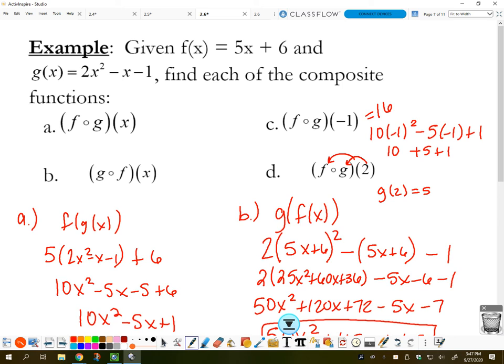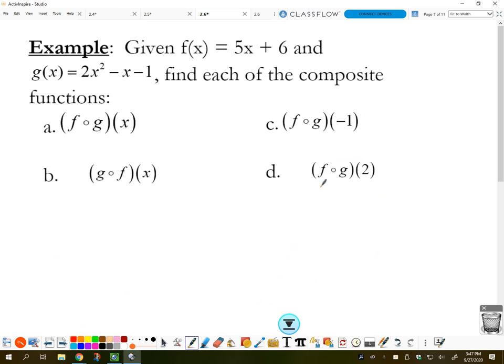So let me erase a whole bunch of stuff real fast, Joe. Okay, so this is f of g of 2. And I'm working out. I said g of 2 is 5. So replace that, now I'm just finding f of 5. So go to your f function, 5 times 5 is 25, plus 6 is, what, 11?